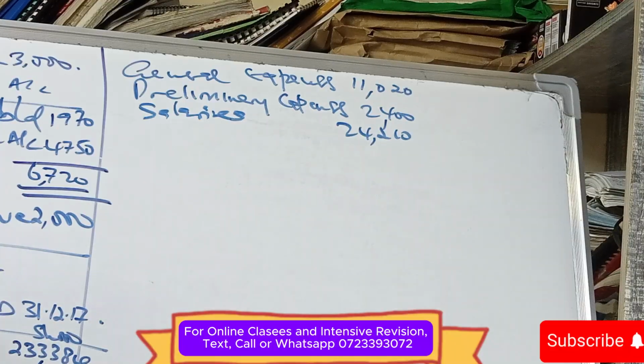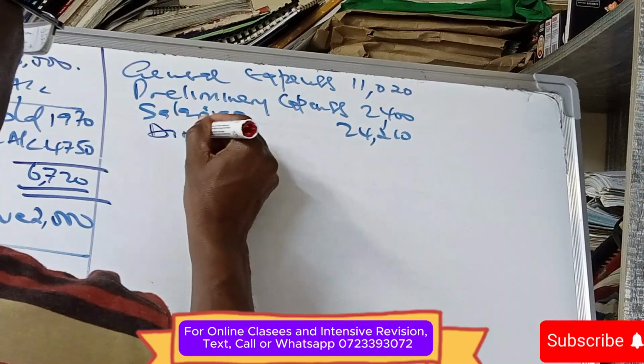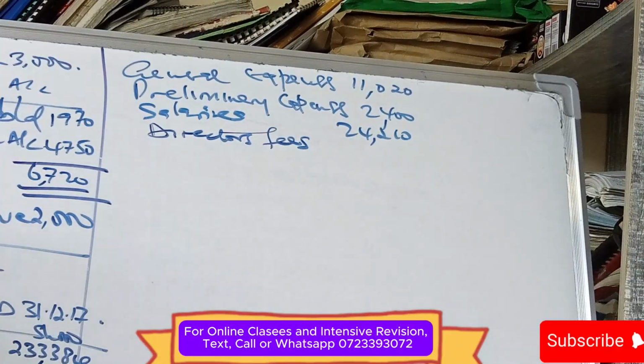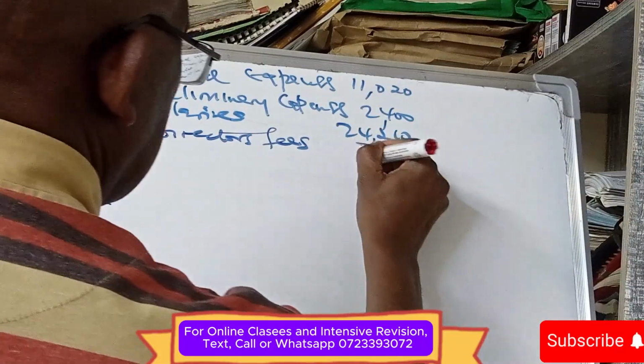You have not adjusted directors fees. Don't be in a hurry. Maximum results requires you to be keen. 7,000.